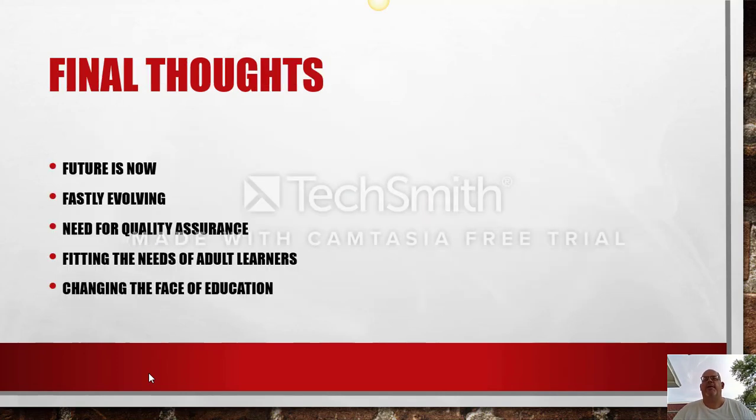Online education can be just as effective, and actually if you go through the steps that we went through, I think even more effective, because there's actually a check and balance if it's done properly. And the future is now.